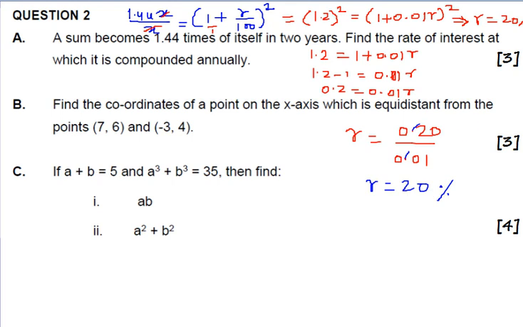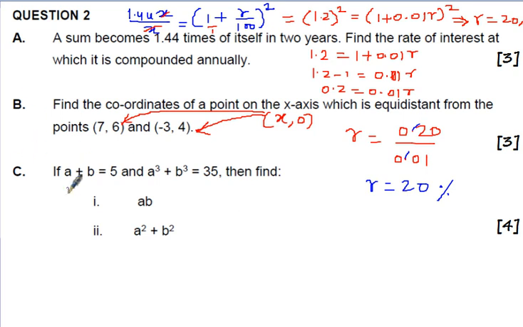Anyways, let us come to this. Find the coordinate of a point on the x-axis which is equidistant from these 2 points. So when the point is on the x-axis, it will have coordinates x, 0. Now you have to relate them. This point is equidistant from these 2. So you apply the square root of x2 minus x1 the whole square plus y2 minus y1 the whole square. Since these distances are same, I am squaring both sides.